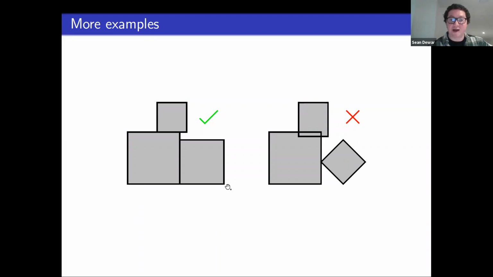So I've got some square packings here. The one on the left is a homothetic packing of squares. You notice I've just got one square and it's been translated and scaled to form the other two. This one isn't, because it's not even a packing, there's an overlap, but this square has also been rotated, which I'm not allowing at the moment. Okay.